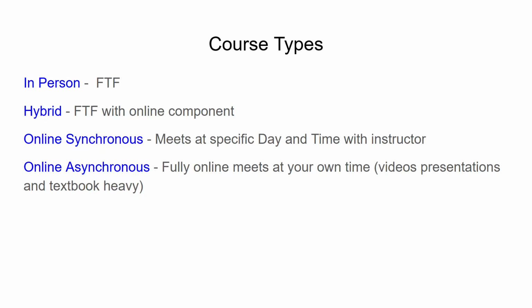And then online, the fully online classes, there are two types. There's synchronous and asynchronous. Synchronous means the instructor is going to meet with the students at a particular time. So it's like a face-to-face class, except that it's virtual. But those times are not flexible. If you sign up and it's set for a certain time, just like the face-to-face, you have to be online at that time.